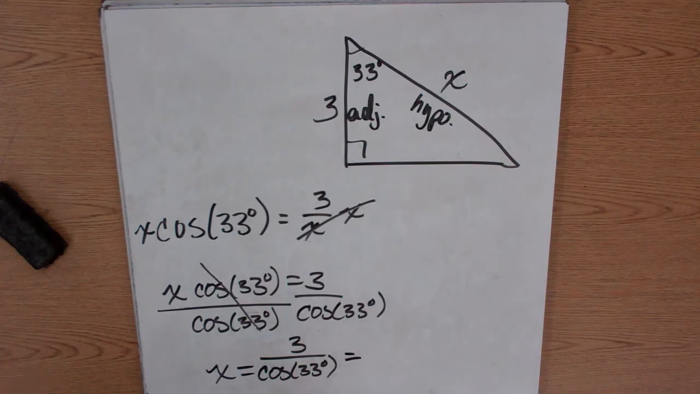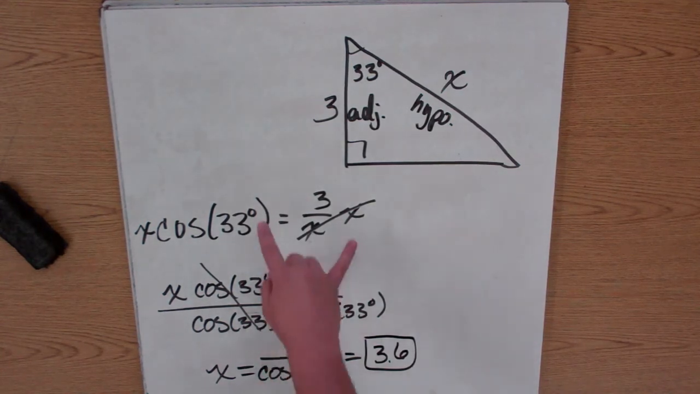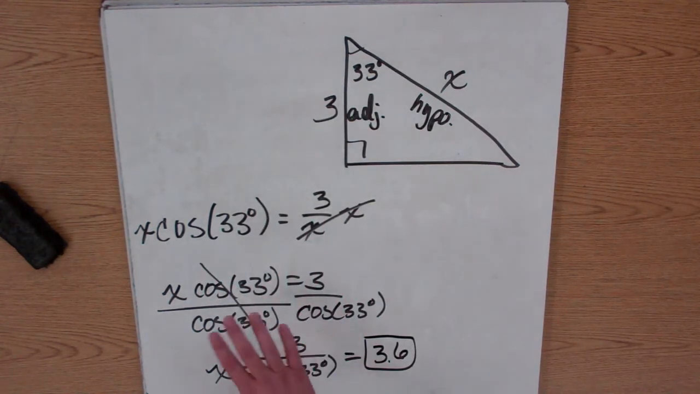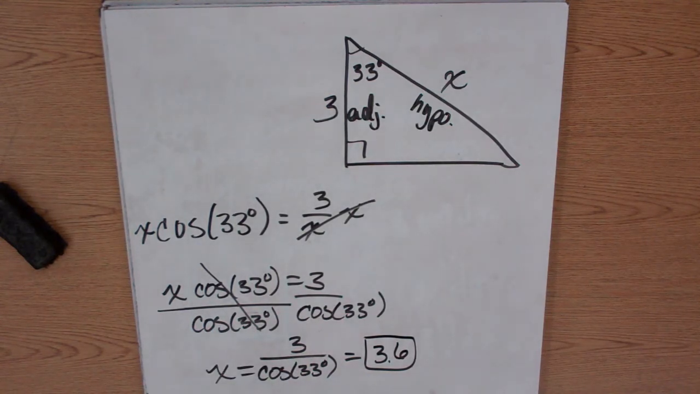Now, since we're at the very end, you can punch it into your calculator: 3 divided by the cosine of 33 degrees. And this will give us 3.6. So remember, keep this in the form of cosine of 33 degrees until the very end, like I did. Don't change it.